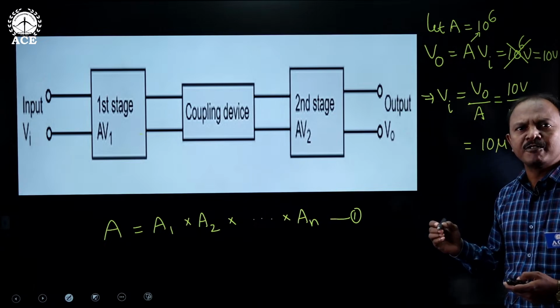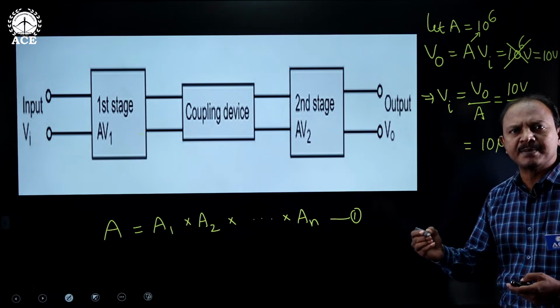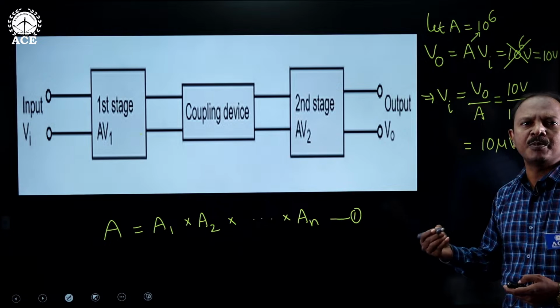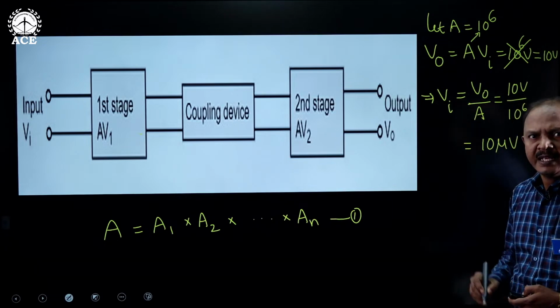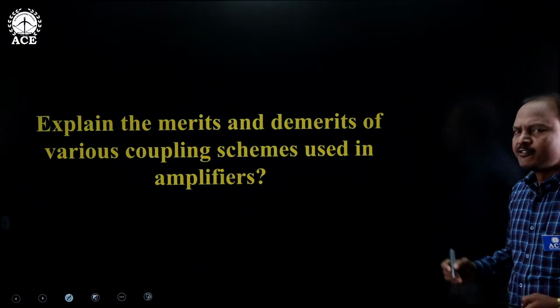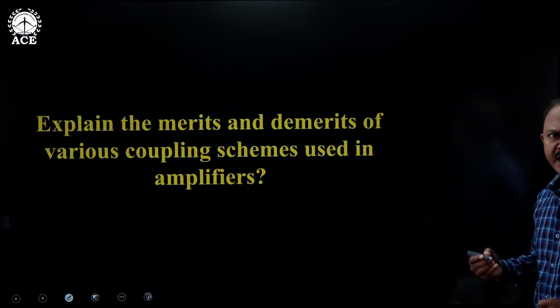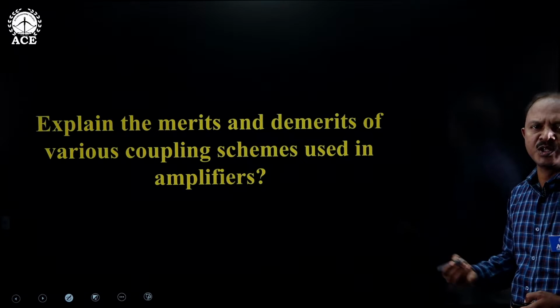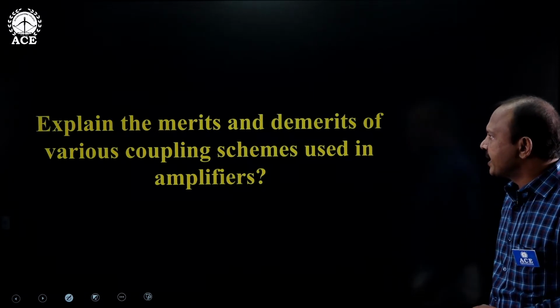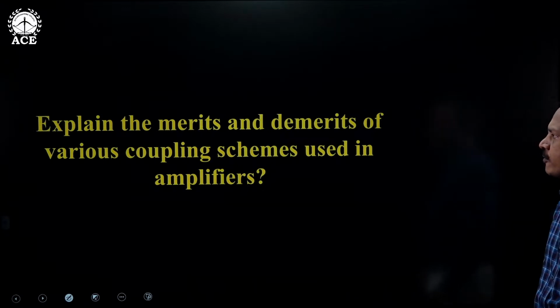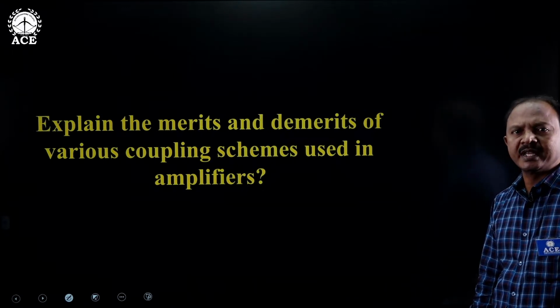The best popular example of a multistage amplifier is the operational amplifier or op-amp. Now, let us see one of the frequently asked questions in various university examinations. The question is, explain the merits and demerits of various coupling schemes used in amplifiers.